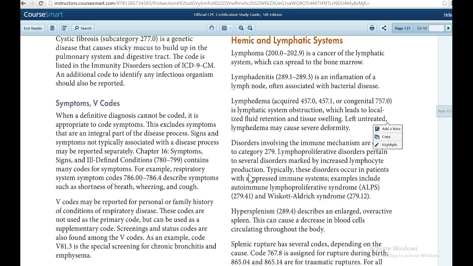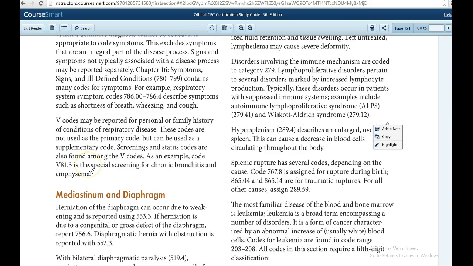Of course, we've talked before about V codes. We use V codes when a definitive diagnosis cannot be coded. And you remember I told you that our V codes are kind of like our preventative medicine codes. You don't actually have the disease or an issue. You are just doing kind of preventative medicine services to keep that patient from getting sick. So that is really what a V code does.